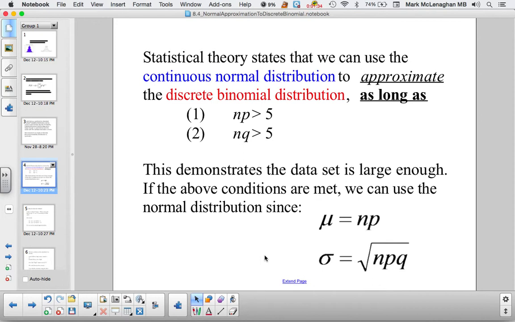So why do we need these? Well, they both demonstrate that a set is large enough. It also gives us that the mean is n times p, and the standard deviation is the square root of n times p times q.